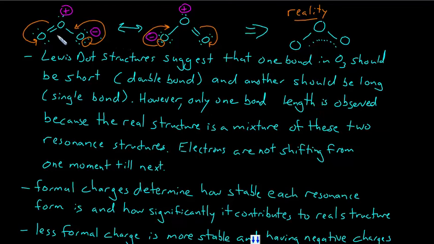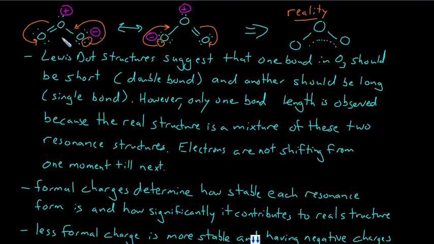This is one of the Lewis dot structures of ozone. You can see that there's a double bond and there's also a single bond. You would think that if you study the bond lengths of ozone, you would observe a short bond distance between these two oxygens, given that you have a double bond, and a longer bond distance between these two oxygens, given that you have a single bond.